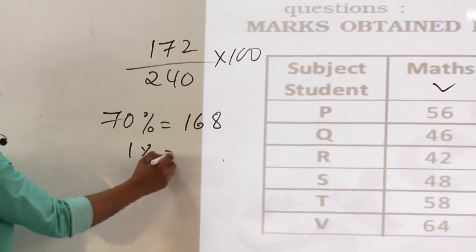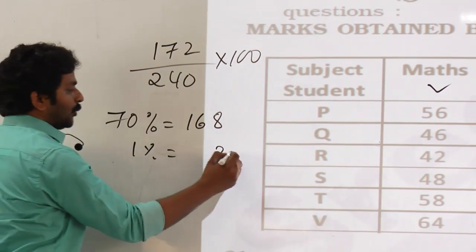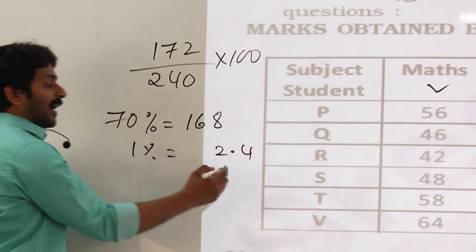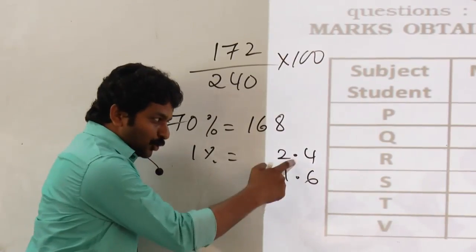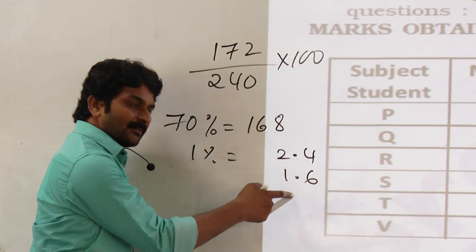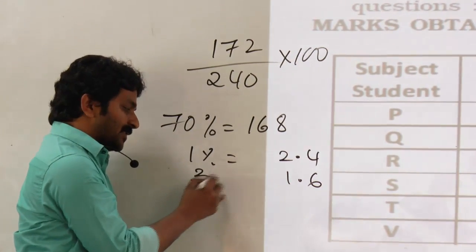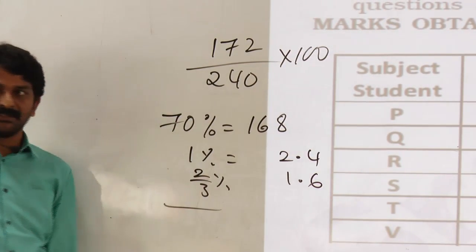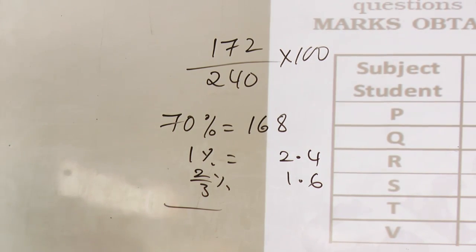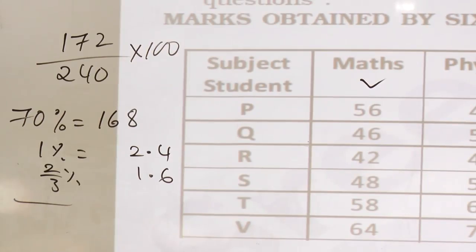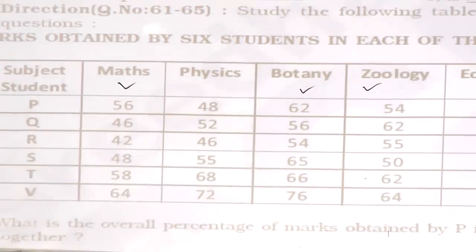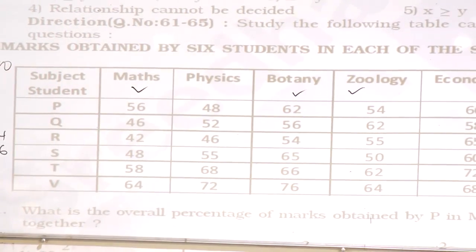What is 1%? 2 point... Still you need to add 1.6, right? Yes or no? This is 2/3 of this number. So 2/3 of this is 2 by 3%. Total it is 71 2 by 3%. Yes? Satisfied? Right?